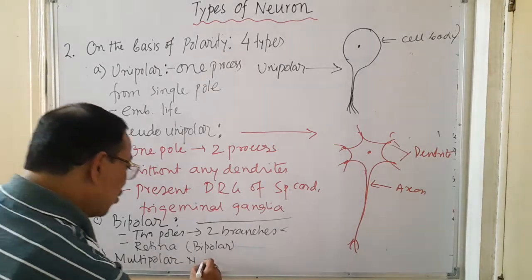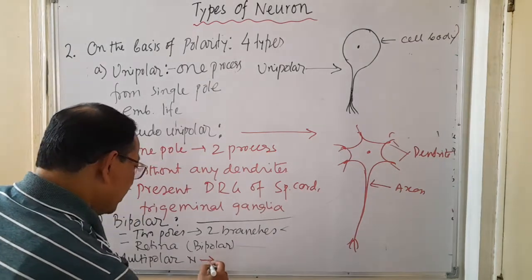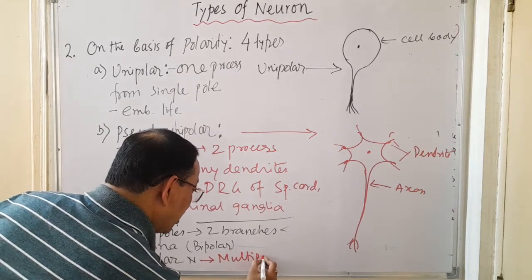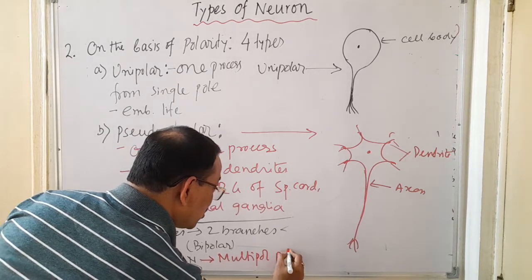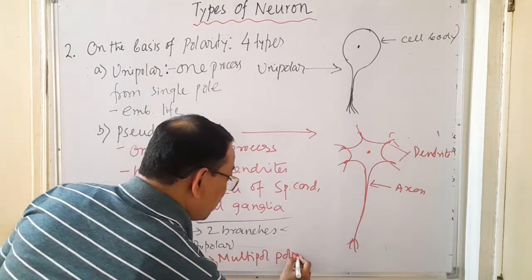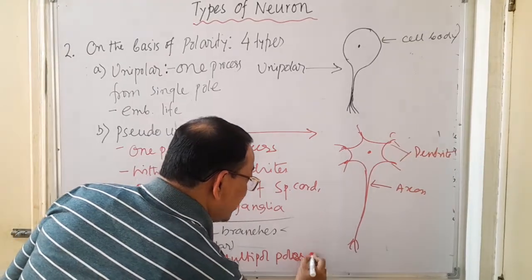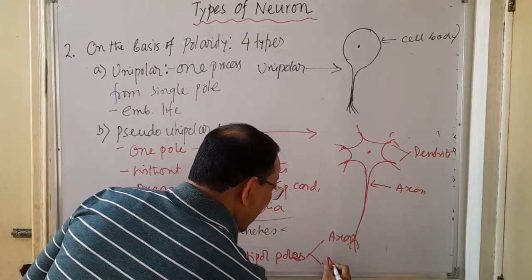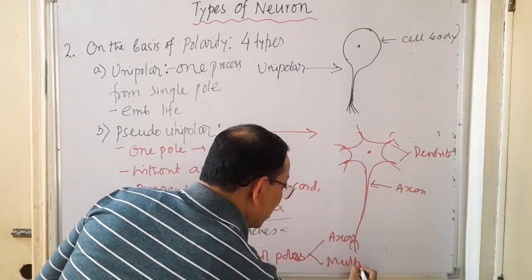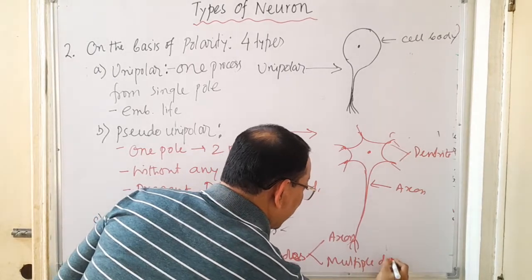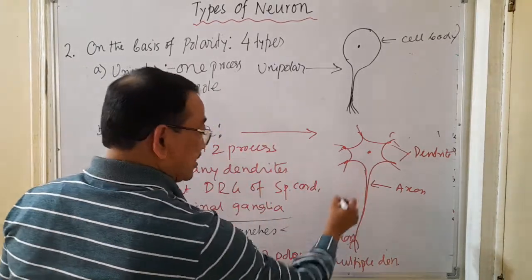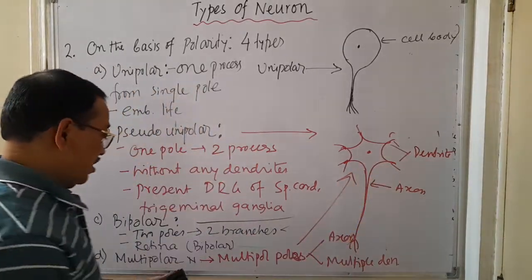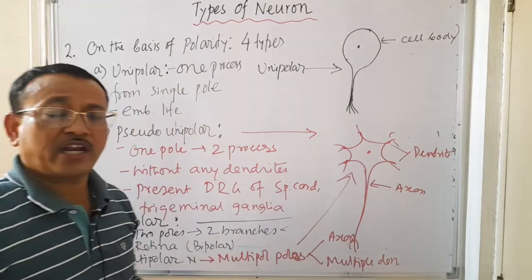So there are multiple origins. Multiple poles are there, which give rise to one axon and multiple dendrons or dendrites. This is an example of the structure of the multipolar neurons.